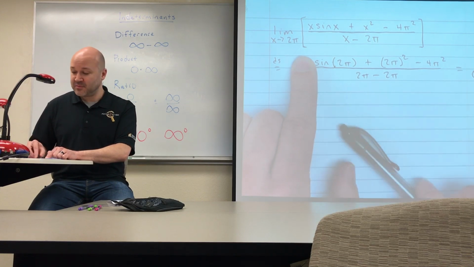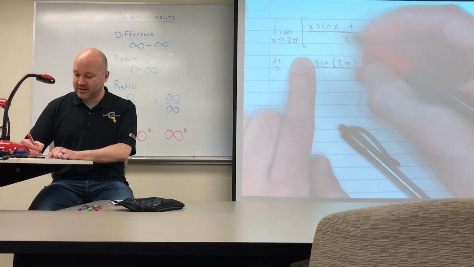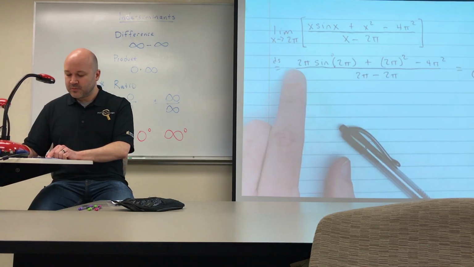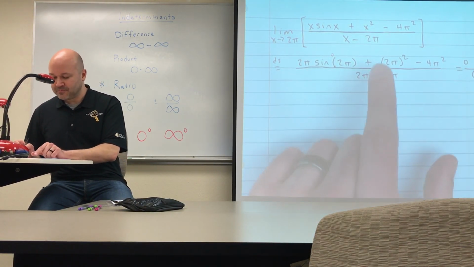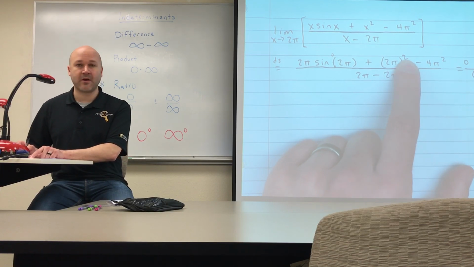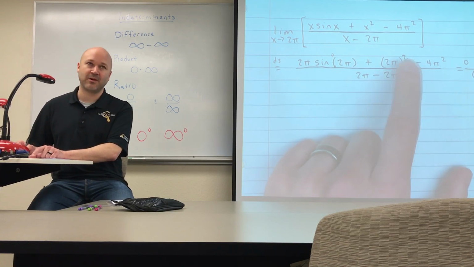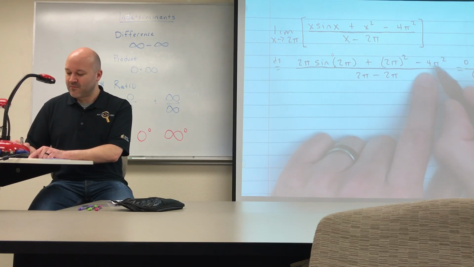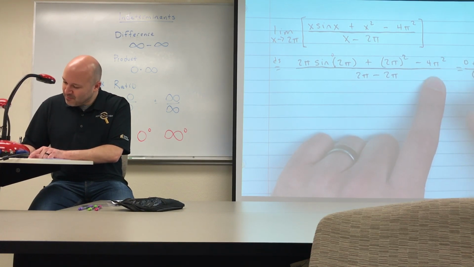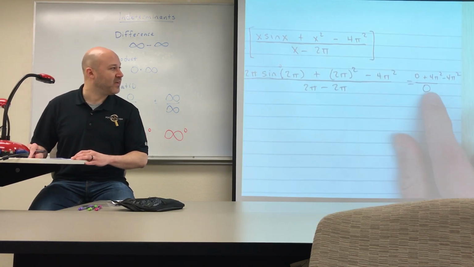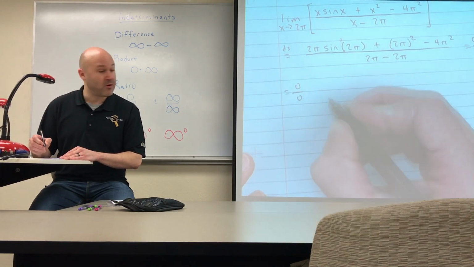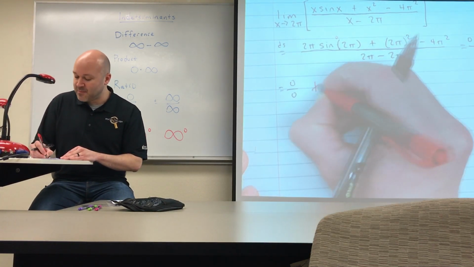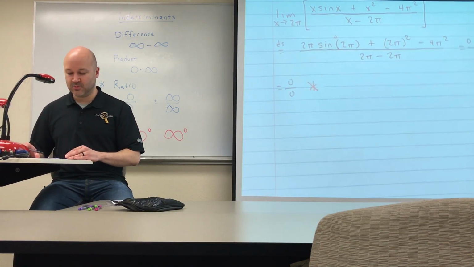Sine of 2 pi, that's the same thing as sine of 0, which we already said is 0. So 2 pi times 0, I'm going to get 0. Okay, cool. 2 pi squared, well, 2 squared is 4, and pi squared is pi squared. So I've got 4 pi squared minus 4 pi squared. Okay, I think I'm happy. The numerator is going to 0. The denominator is 0. So this is prime and ready for L'Hopital's rule.